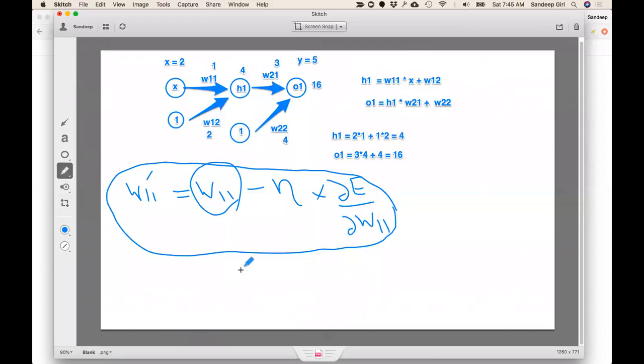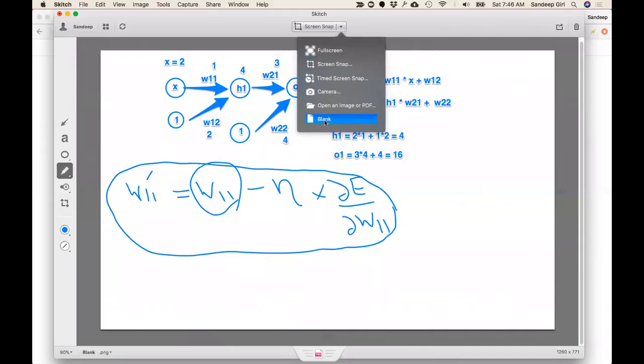Question from Vinta is, why do we have to select the values of these biases as one always? Could we choose other values for the biases, such as an integer or float? Yes, of course you can. This is a good point.